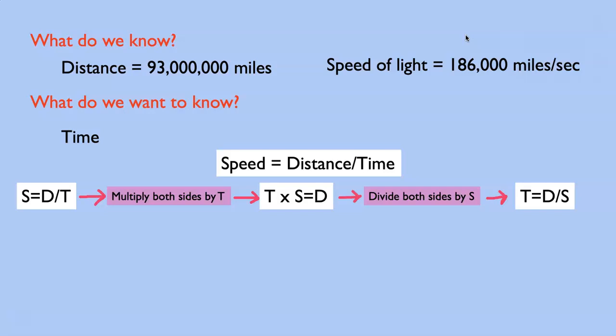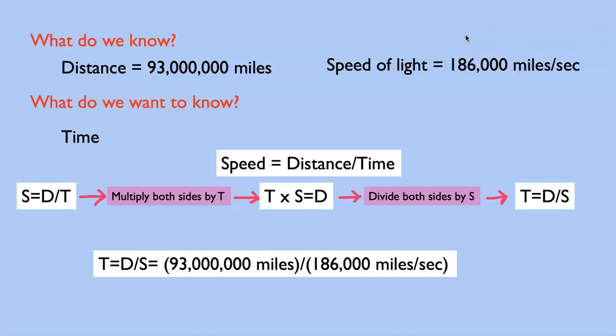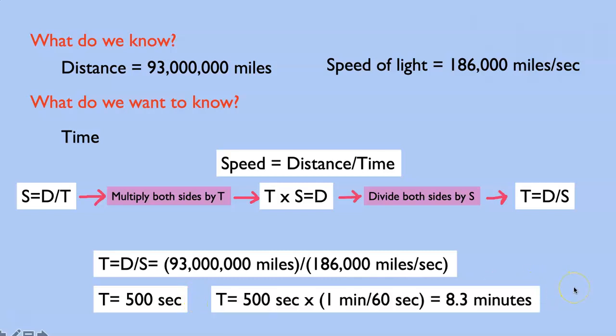So now we have our equation and we can plug in our distance and our speed, 93 million miles over 186,000 miles per second, and that turns out to equal 500 seconds. The miles divided by miles drop out, and seconds, which is in the denominator of a denominator, pops up to the numerator. Now I asked for the answer in minutes, so you need to convert 500 seconds into minutes. So it takes light about 8.3 minutes to travel from the sun to the Earth.